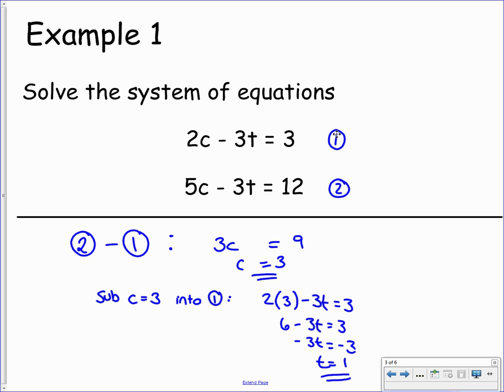And again, just to finish off, let's state the solutions to the equations. So we have c equals 3 when t equals 1. And that's your solution.